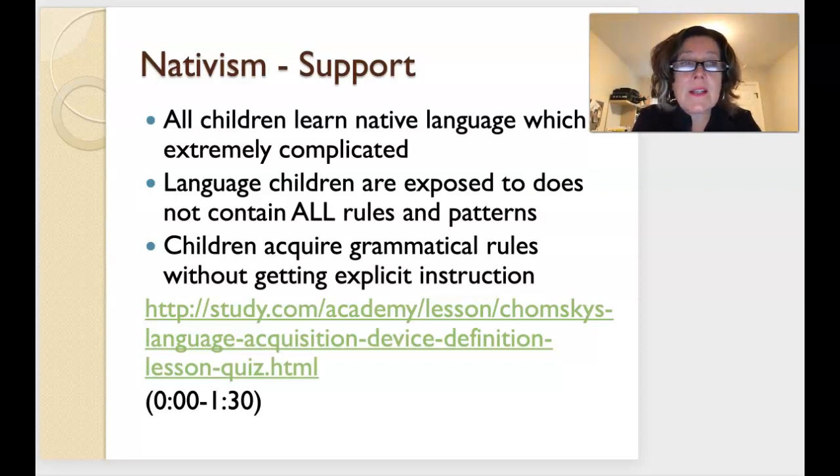Get to about 1:30. It'll say now you have to pay. Don't pay. Just watch up to 1:30. It'll just illuminate nativism a little bit more.